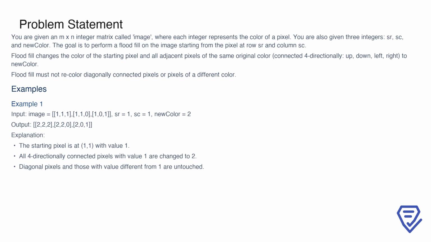The fill should proceed only in the up, down, left, and right directions, and not diagonally. The transformation applies recursively. If a neighboring cell matches the original pixel's color, it too is recolored. In example 1, the starting pixel at 1, 1 has value 1, and all surrounding pixels of value 1 that are connected are updated to 2, while other pixels remain unchanged.